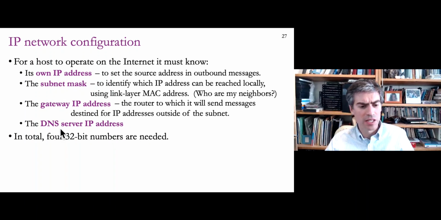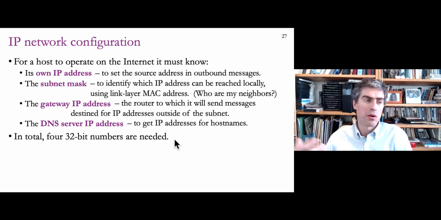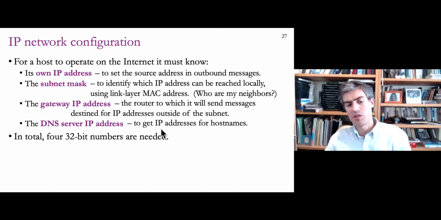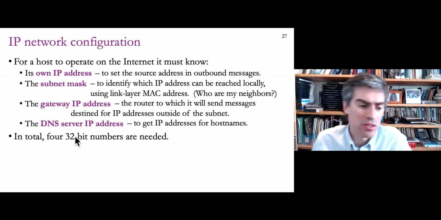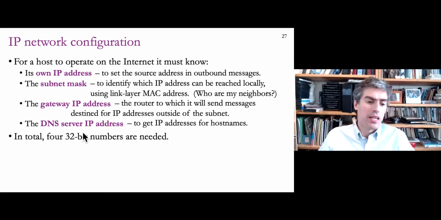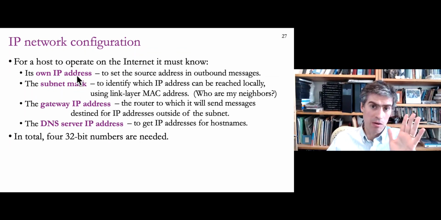And finally, I say that you need a DNS server IP address. That should be fairly clear. If we want to use host names, domain names, URLs that have domain names in them, we need to be able to translate from host names to IP addresses using DNS. And so we need an IP address for that DNS server so we can send those DNS requests. And those things will be provided once you have those four. Somehow, you can operate on an IP network.